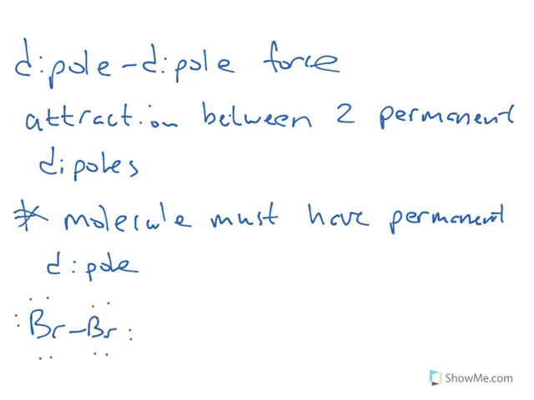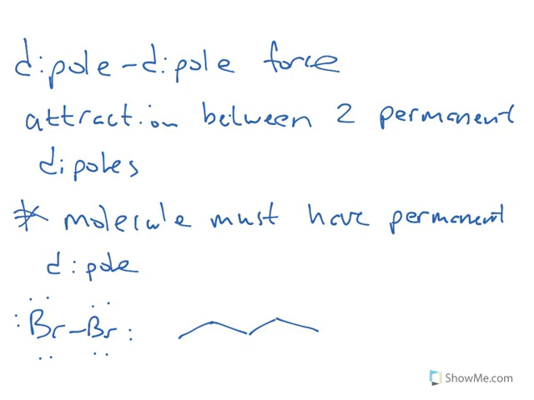So if we go back to bromine, for example, can bromine exhibit the dipole-dipole force? And the answer is no. There's no permanent dipole. Bromine and bromine, those electronegativity values cancel out. What about, let's go back to pentane.